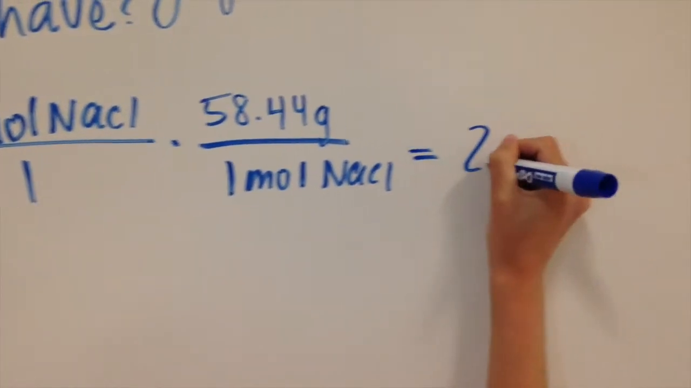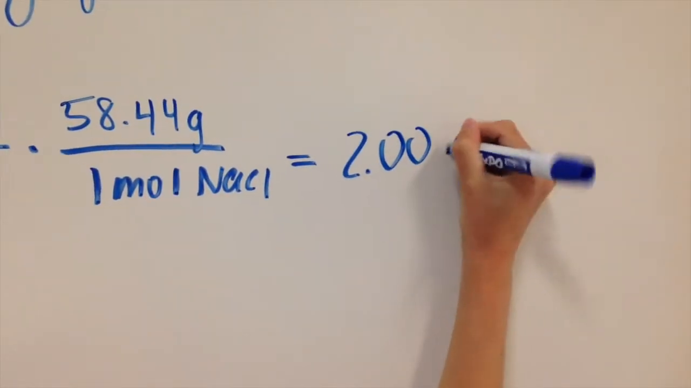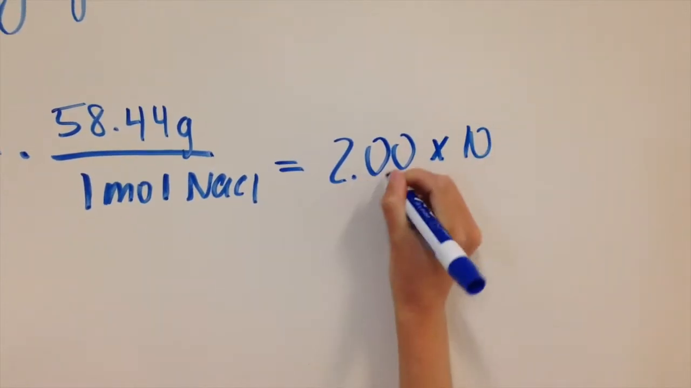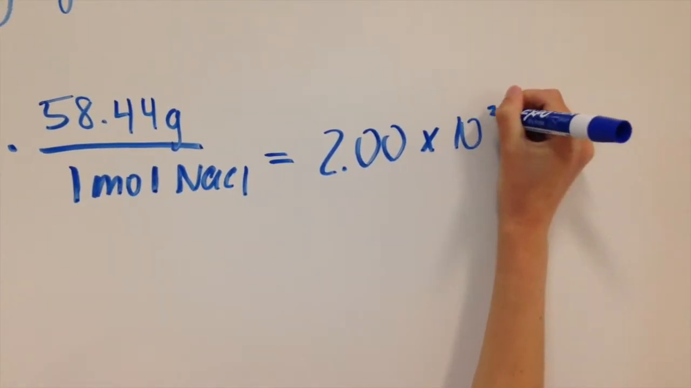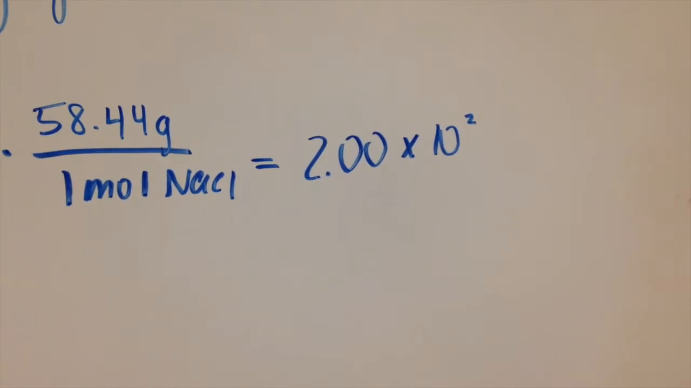And so you'll multiply the numbers on the top, leading to a final answer of 2.00 times 10 to the second power, also known as 200.